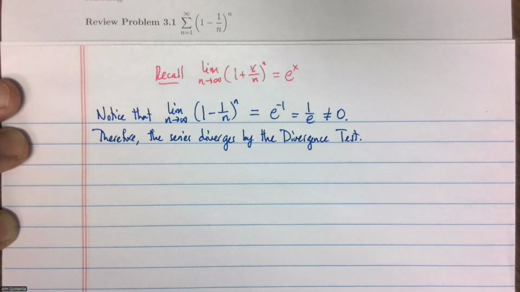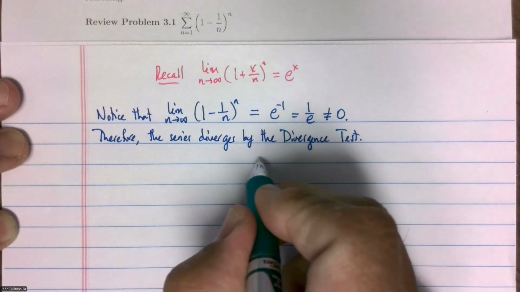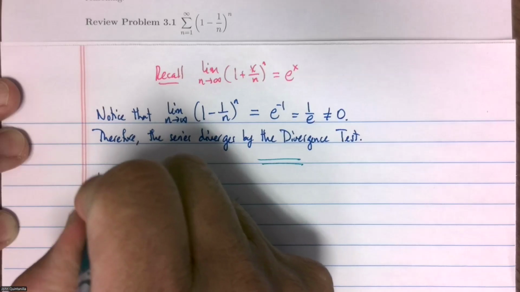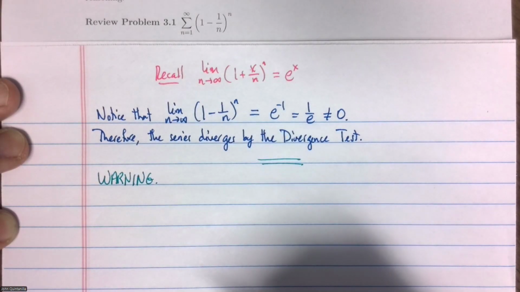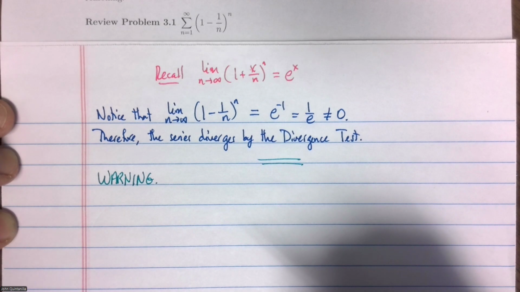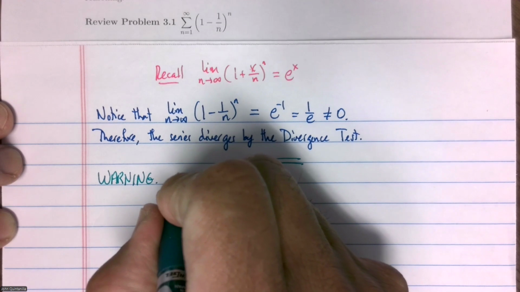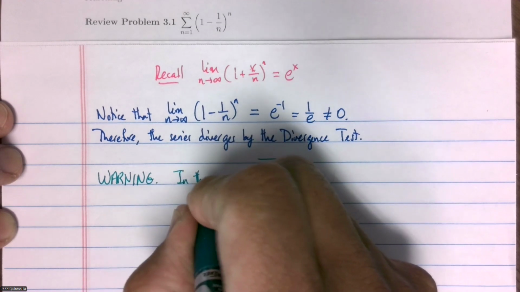Okay, now for the purposes of this problem, the problem is now over. We've shown that it diverges. For the sake of review, I want to talk a little bit about something that will not work. So, warning. Now I want to emphasize again, this is not necessary for exam purposes. This is strictly for review purposes. Warning, in this case, the root test does not work.